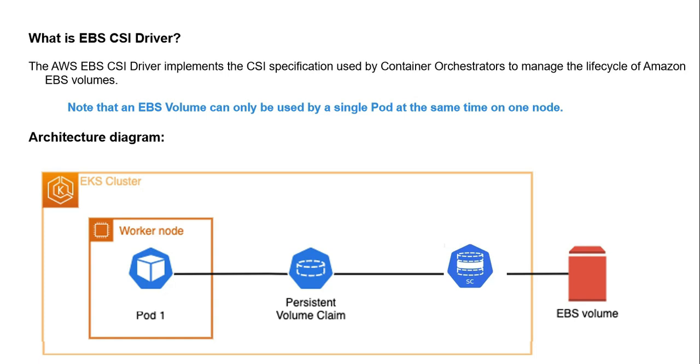Architecture diagram. In this video, I'm going to provision the EKS cluster along with the worker node. After that, I'm going to create the storage class and the persistent volume claim. Once the persistent volume claim is available, I'm going to associate it with the volume to the pod. The entire operation I did with Terraform. So we'll be moving to the next slide.